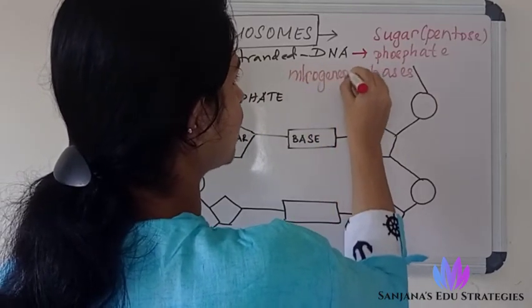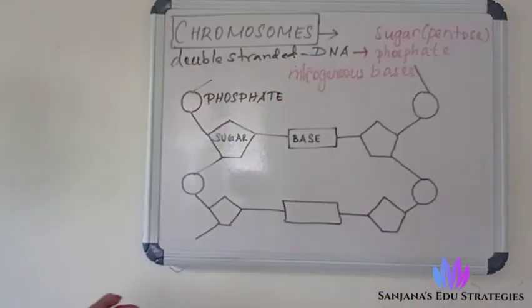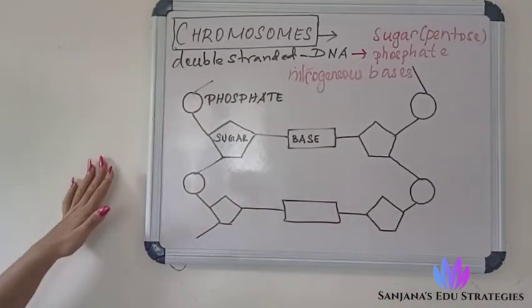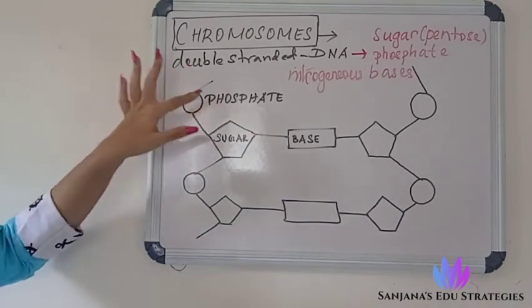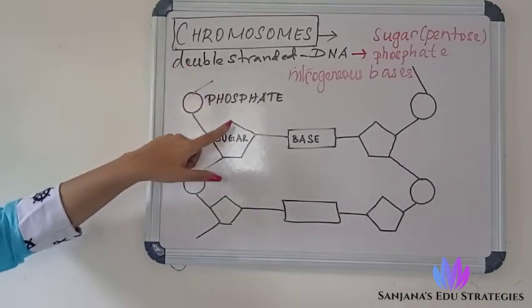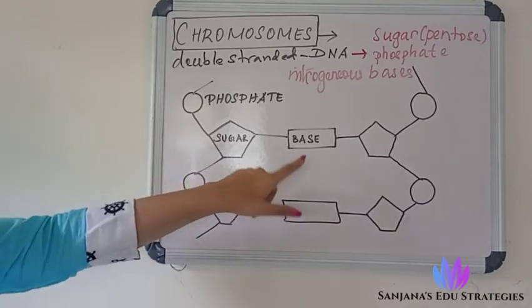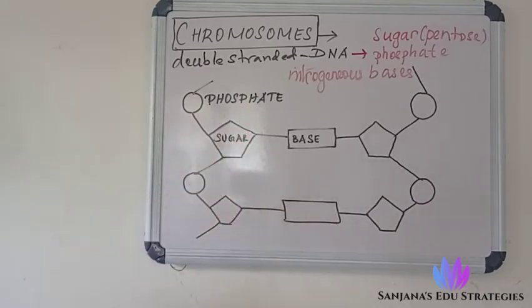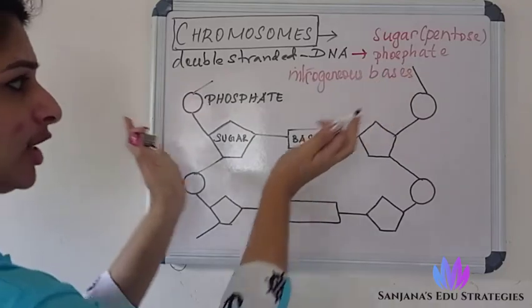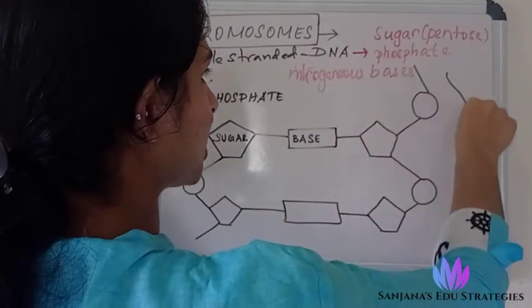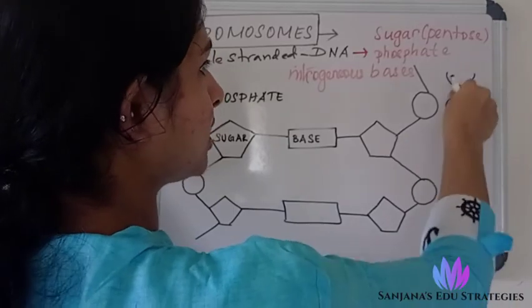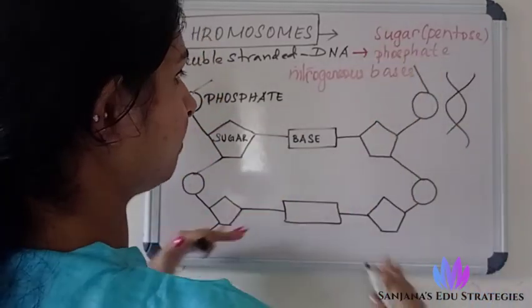Nitrogenous bases. Now, you can just see this diagram. The circle I have denoted for phosphate, then the sugar is a pentagon, then the base is a rectangle. Now, just listen how they are connected. If this is a strand, I showed you how the strand is, like this, right? So, in this strand, they are connected like this.